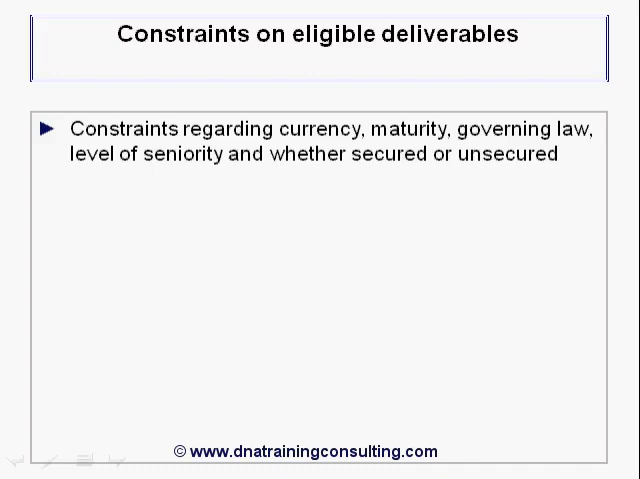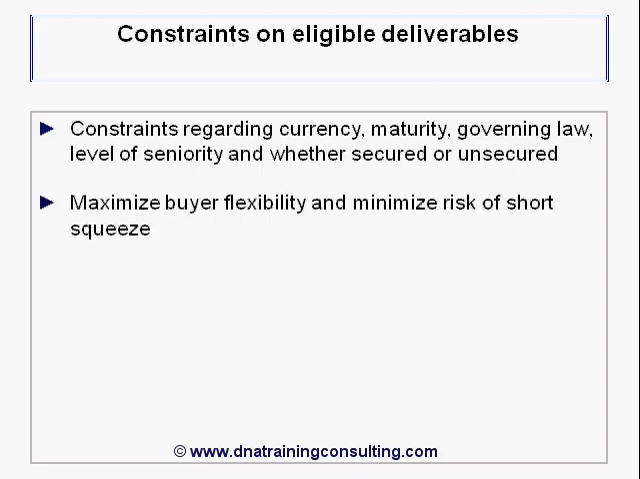There are typically a number of restrictions on the type of bond or loan that can be delivered by the buyer, and these regard currency, maturity, governing law, level of seniority, whether it needs to be secured or may be unsecured, and so on. The buyer is typically allowed to deliver any bond or loan that meets these constraints, in order to maximize flexibility for the buyer, and also to minimize the risk of a short squeeze if it is hard to find any one particular bond or loan.